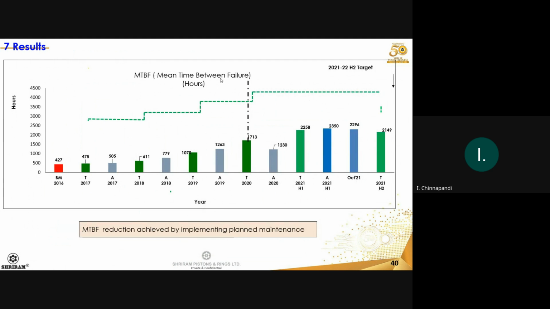This is the MTBF. MTBF means mean time between failure. There is a formula to calculate it. For example, in our company there are 6,000 equipments, and they run 24 hours for the whole month. So the available hours are 6,000 multiplied by 24 multiplied by 30 days, minus breakdown hours, meaning how many hours in a particular month you had breakdown, divided by the number of breakdowns, which gives the mean time between failure. Next.